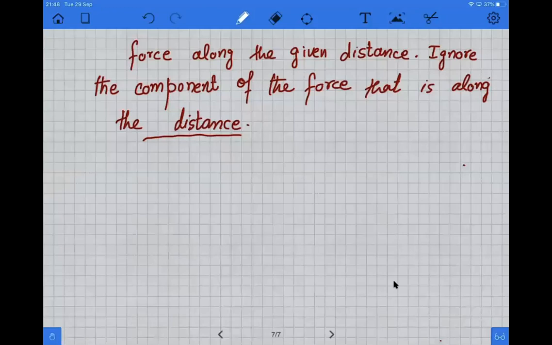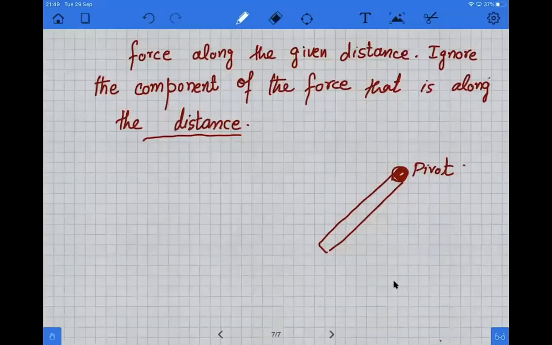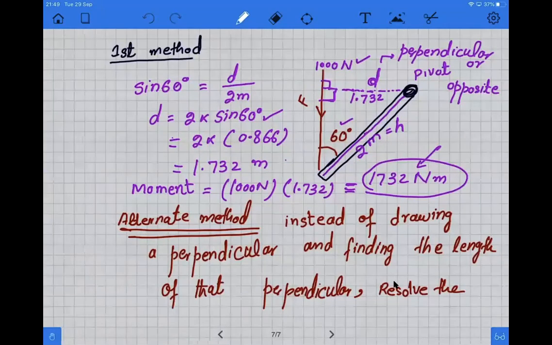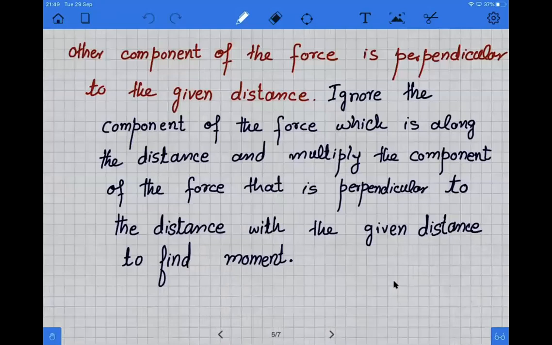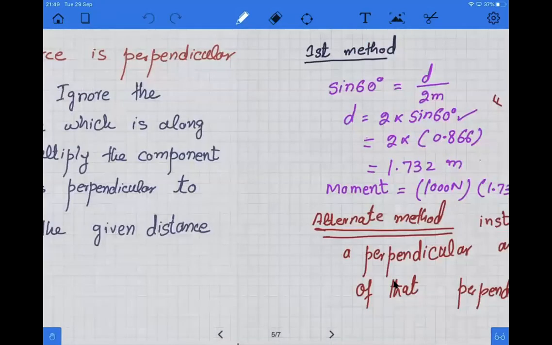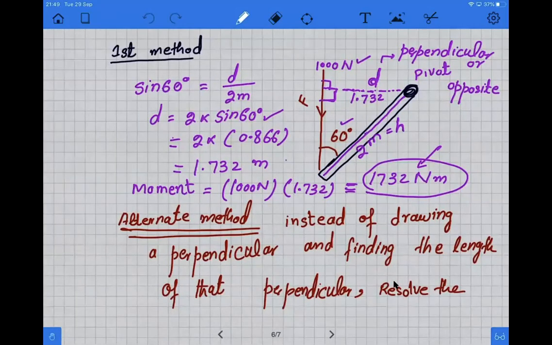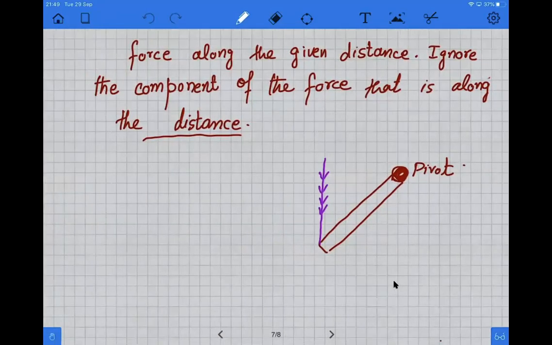For example, here the second option was, if this is the door and this is the pivot, then we can also resolve the given force. This is the line of action of force, and the force that was given is 1000 Newton. I think it was this question. Now, if the force is 1000 Newton and you see the force is at some angle to the distance, let's suppose the angle was 60 degrees.